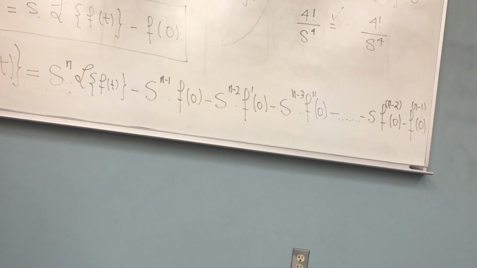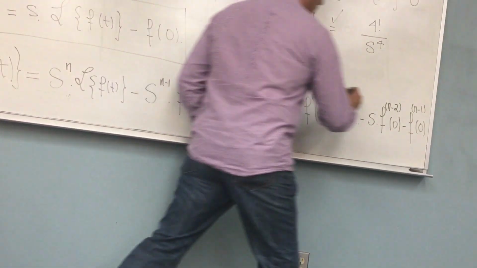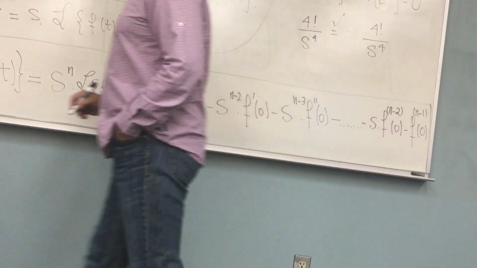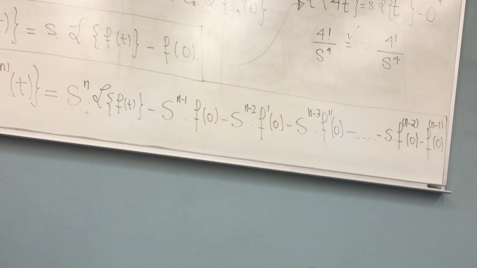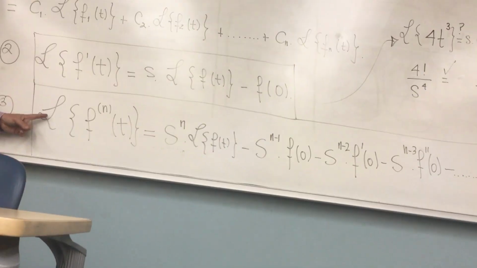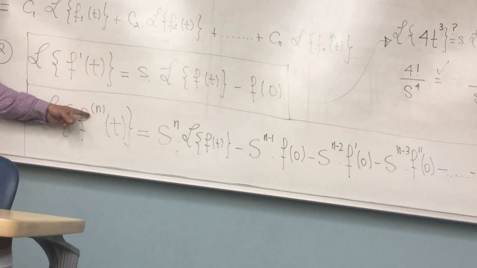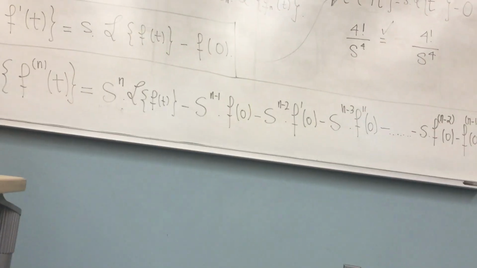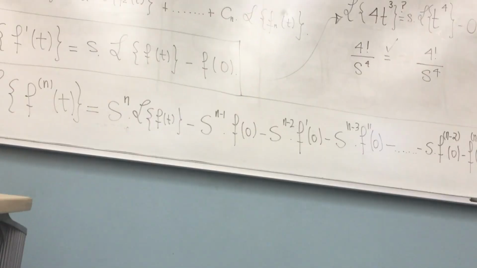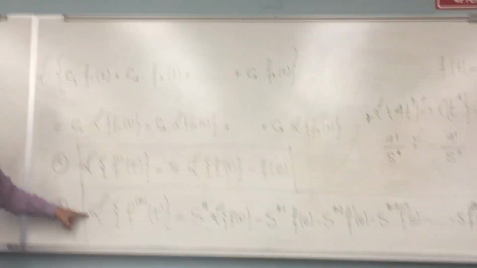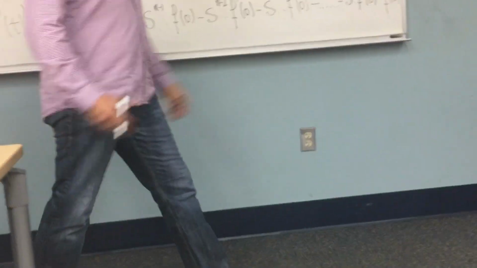And this is a formula, or property, of the Laplace transform that holds for any positive integer and any higher derivative. So you get many formulas, many properties at the same time: one for n equal to 2, 3, 4, 5, 6, all the derivatives. Now, in particular, you can easily check that number 2 is just this when n is equal to 1. So from now on, you can use number 3, because it's more powerful. That's for all the derivatives.